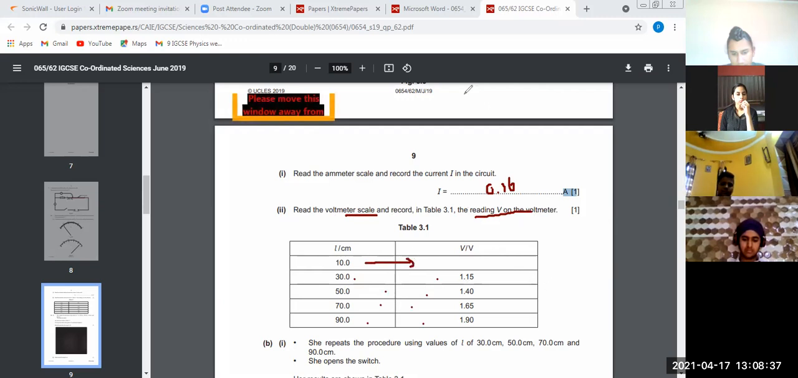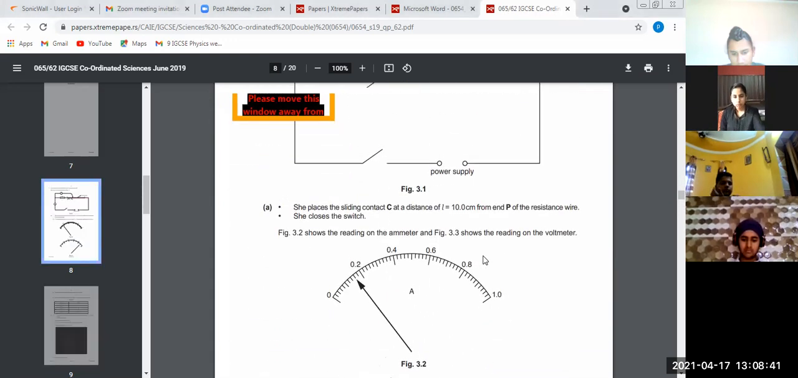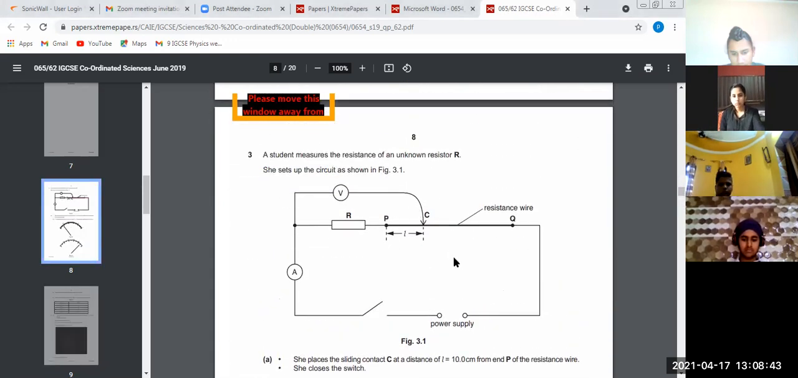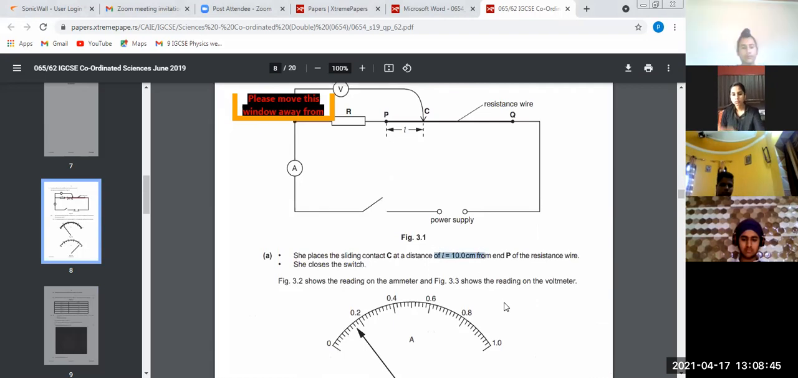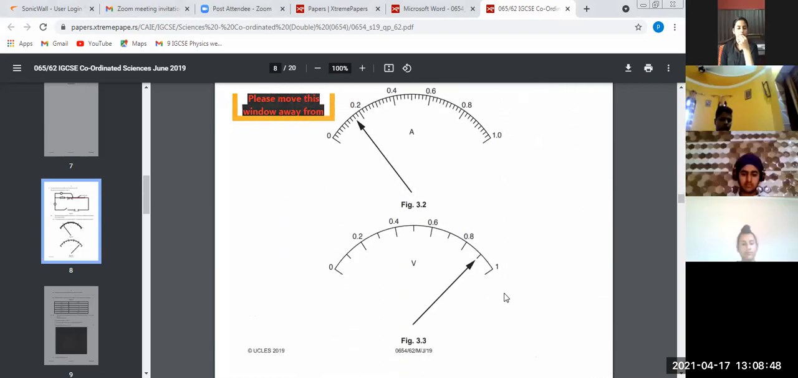Fine. And the diagram they have given you above, that is when it is 10, है ना? L कितना given है यहाँ पे? 10 given है. So okay, find out the value of voltmeter. Find out the value of voltmeter, please. Find out the least count.